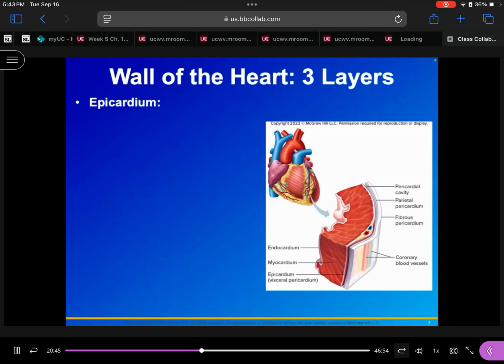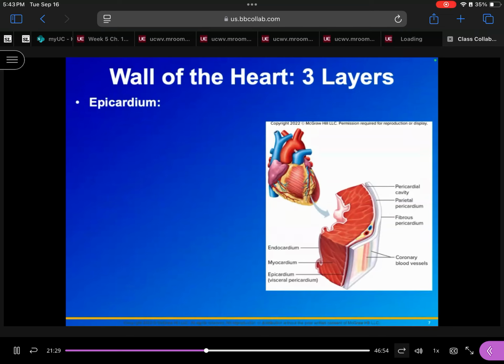All right, now let's move to the wall of the heart. So over here on this diagram, you'll be labeling this in lab. We can see where we have our layers that we just talked about. So on the very outside of the heart, that's not actually really part of it, we have a fibrous pericardium. And then we have the parietal pericardium, the cavity, and then the visceral pericardium. Oh, look at that, hot dogs. The visceral pericardium is actually the epicardium as well. So part of that membrane is the outermost layer of the heart. So you can call it the epicardium or the visceral pericardium. They are the exact same thing, right?